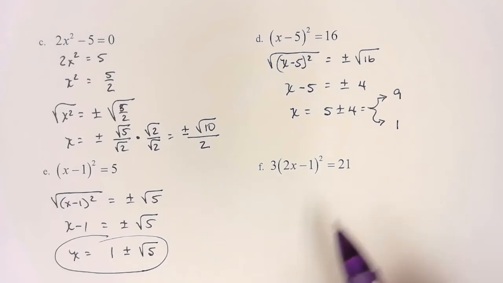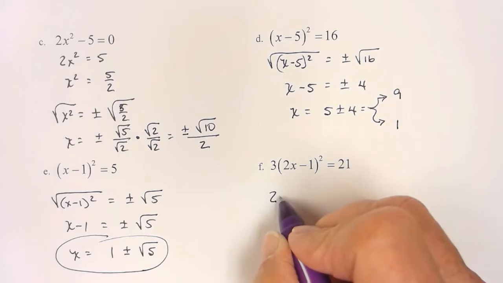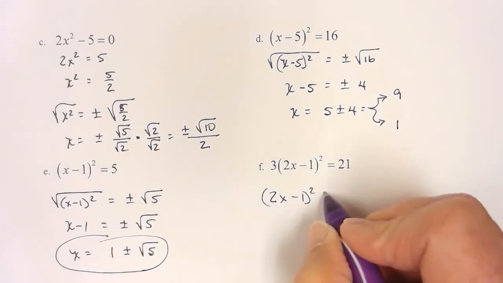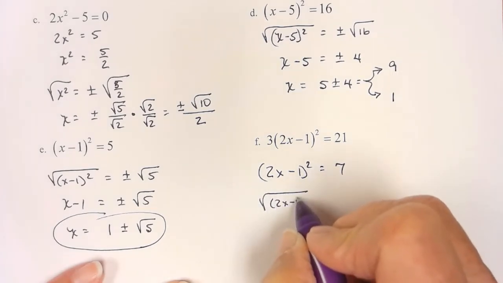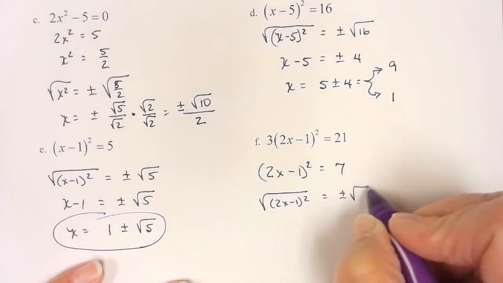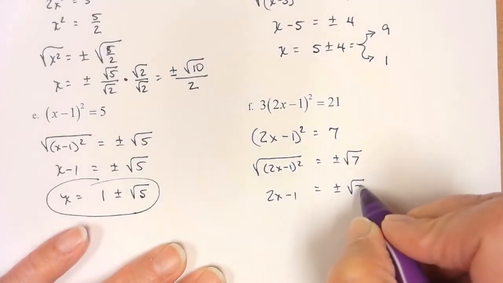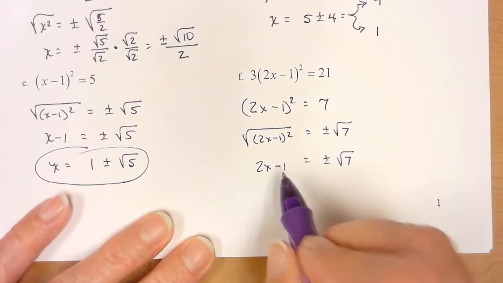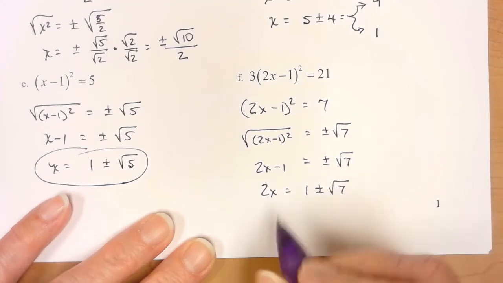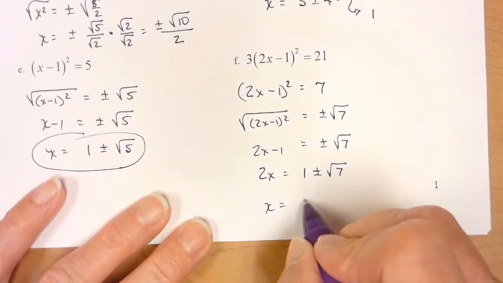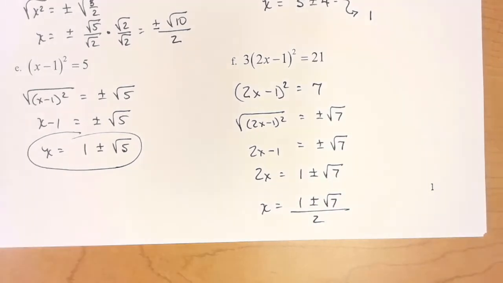This one, well, we have to isolate the item squared. So I'm going to divide by 3. Now I'm going to take square root of both sides. Well, now I need to solve for x. I'm going to add 1 to both sides. And now I'm going to divide by 2. And that would be my final answer.